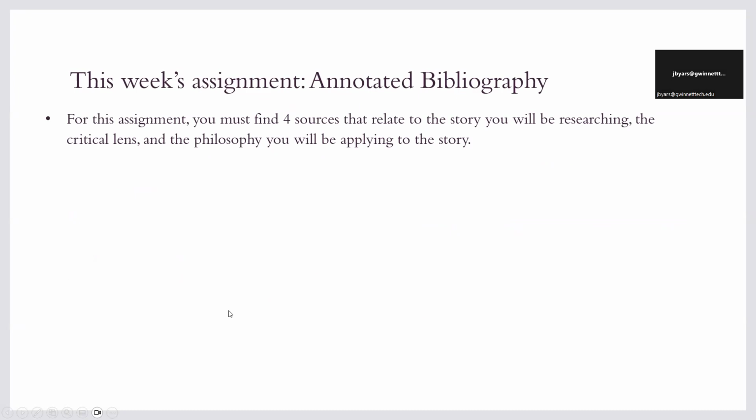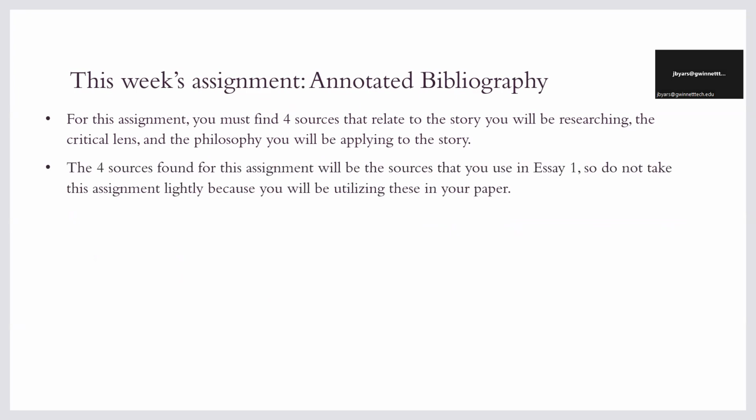So for this assignment, you must find 4 sources that relate to the story you'll be researching, the critical lens, and the philosophy you'll be applying to the story. The 4 sources found for this assignment will be the sources that you use in Essay 1. So do not take this assignment lightly, because you will be utilizing these in your paper. I'm telling you, everything we're doing is helping you with writing Essay 1. Okay, these are all just steps. So you got to have 4 sources. So you're going to go ahead and try to find 4 sources now.